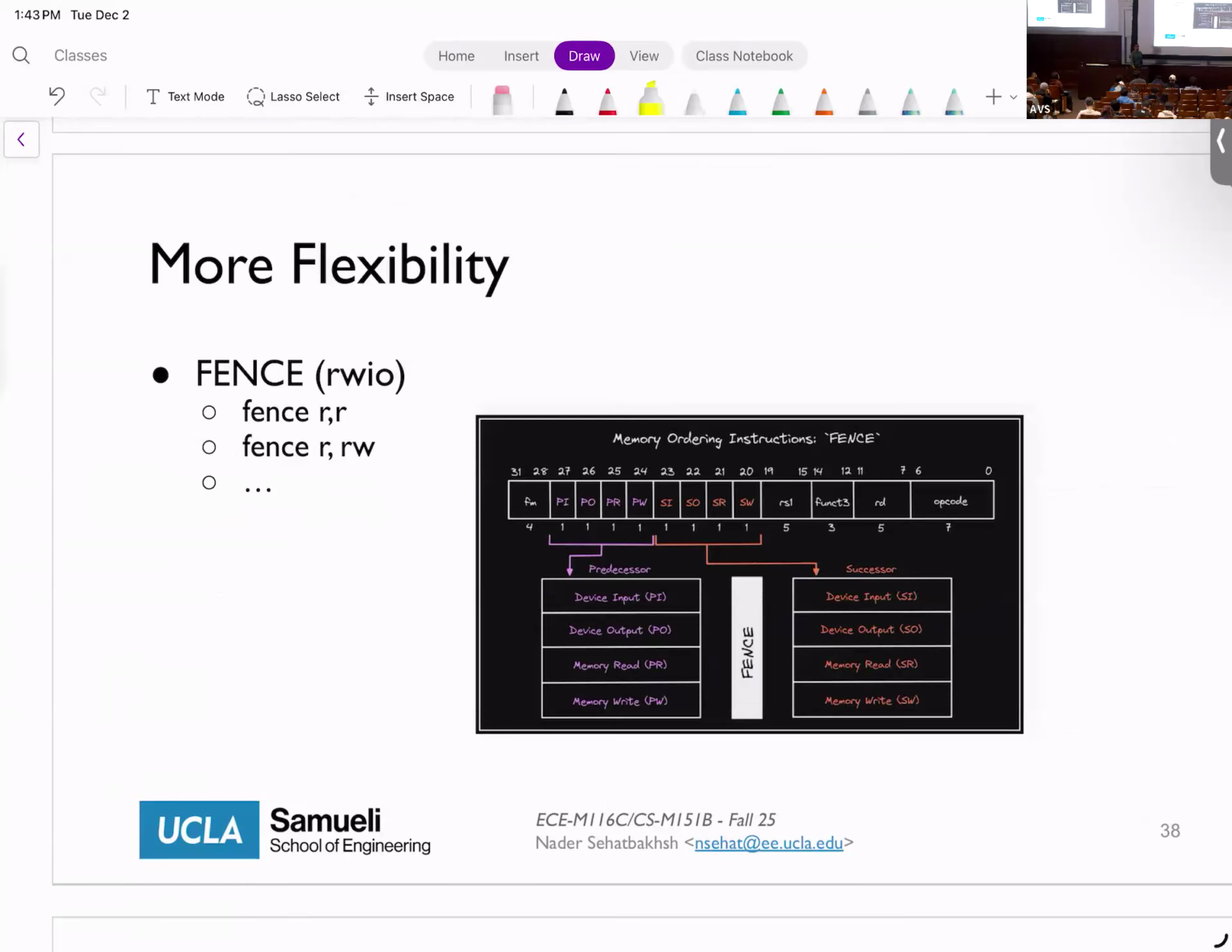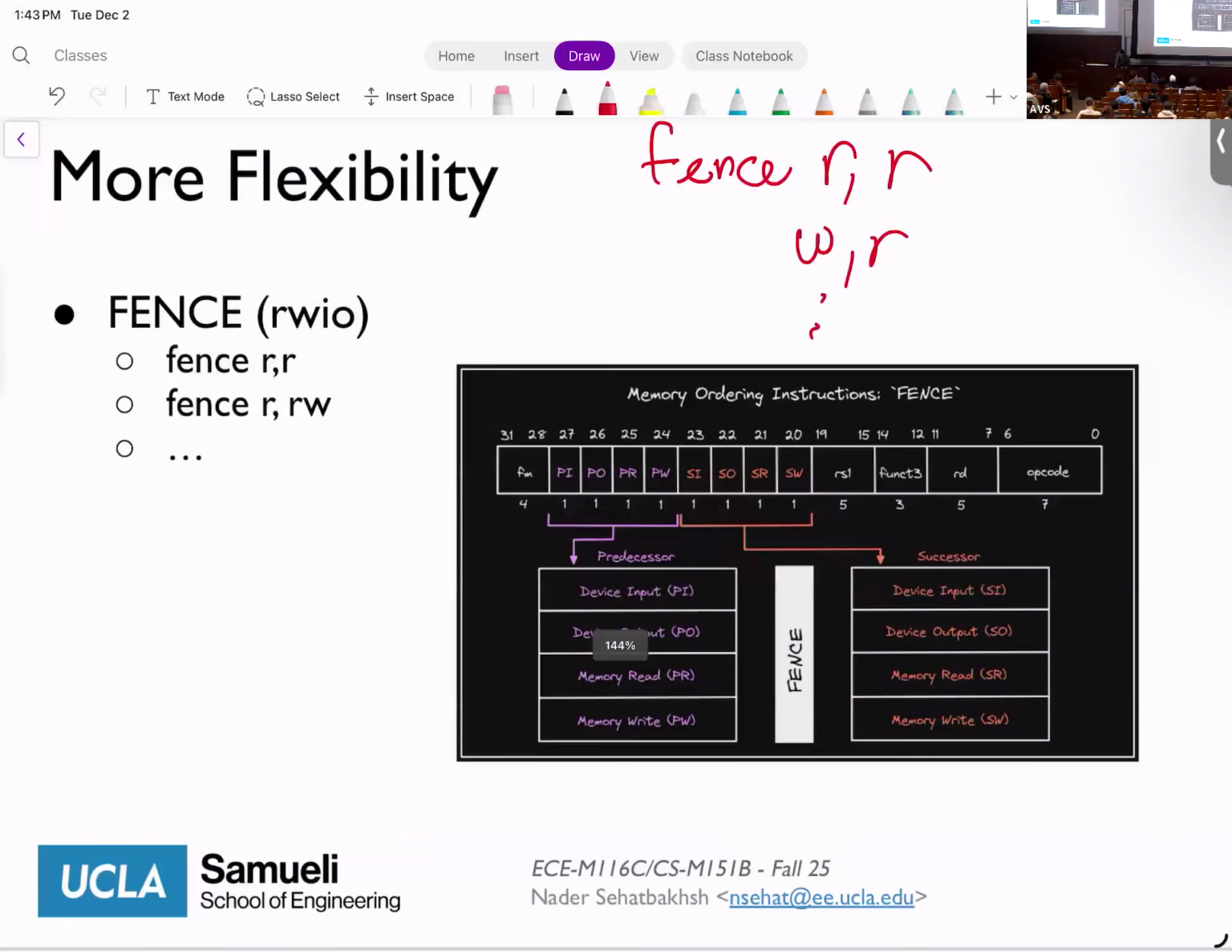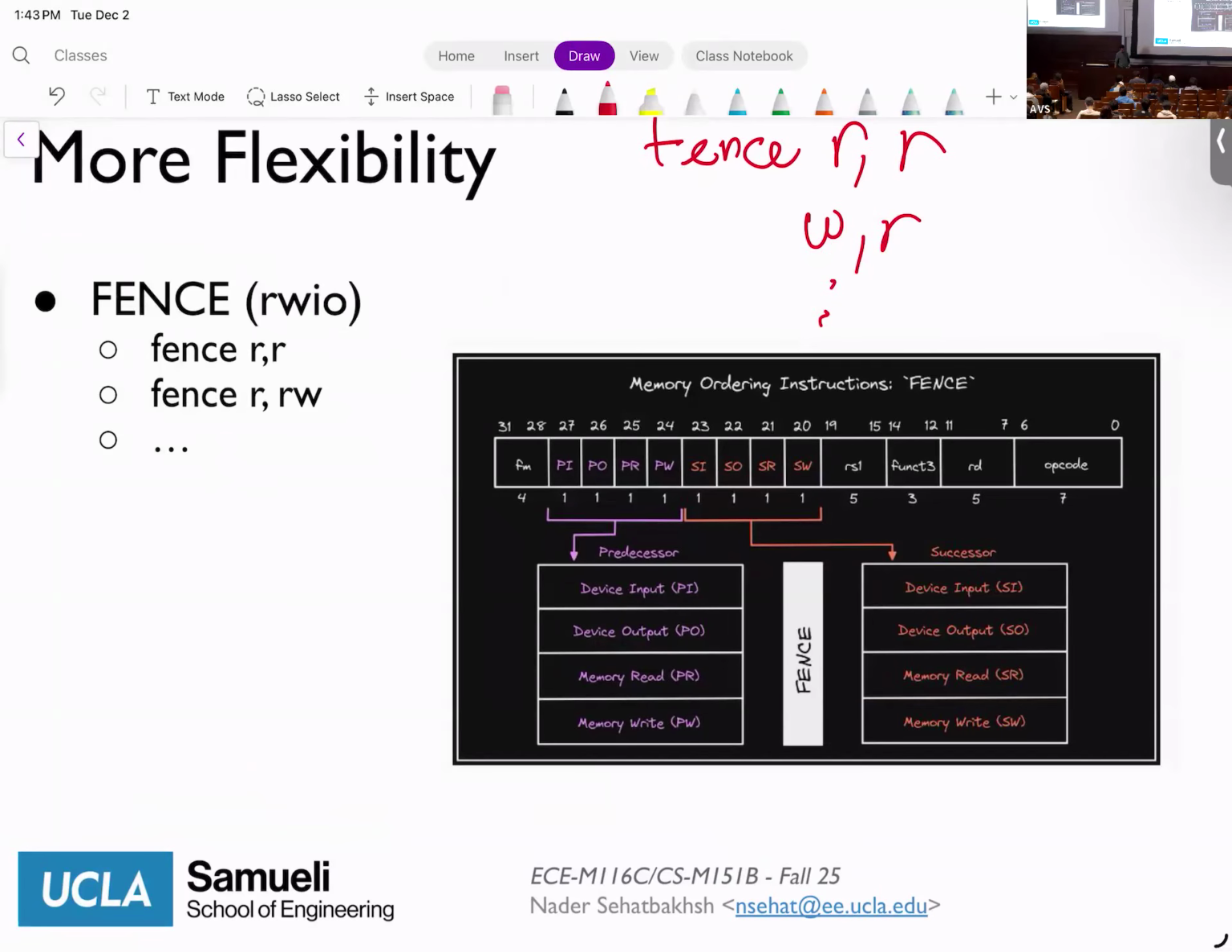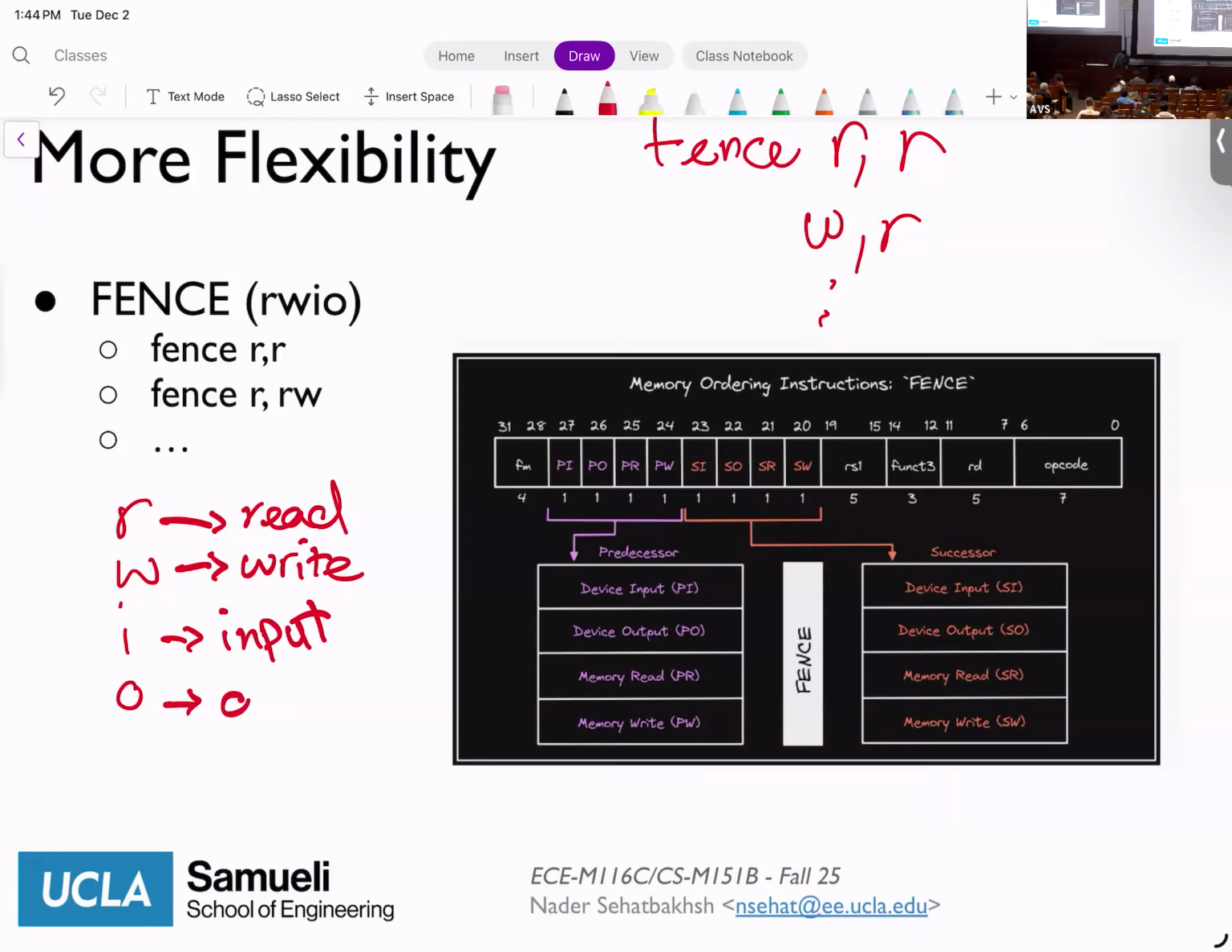RISC-V also added more flexibility. So instead of having just a single fence instruction, it also has other fence variants, for example fence RR or fence WR and so on and so forth. So in fact, this is the opcode for it. It has 4 options, R, W, I, and O. R means read, W means write, I means inputs, the IO inputs, and O means IO outputs.